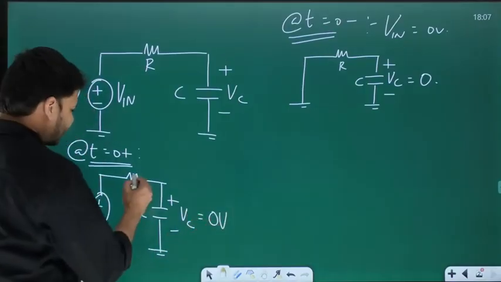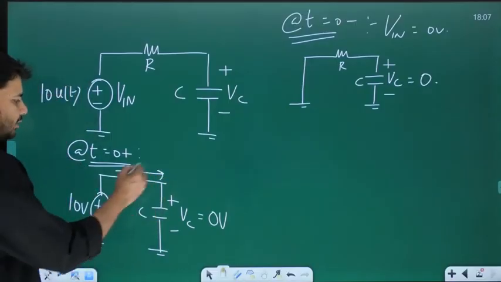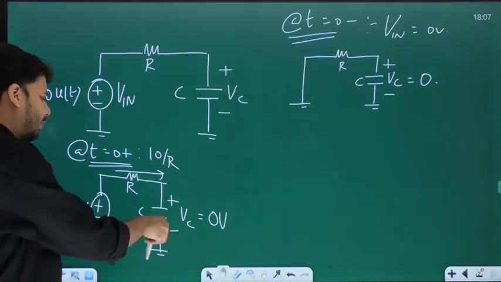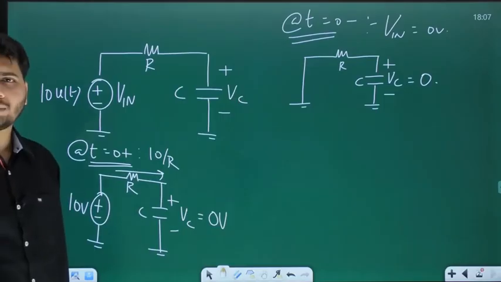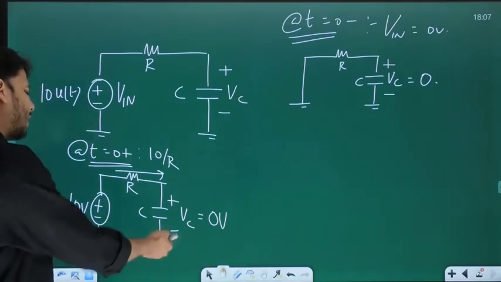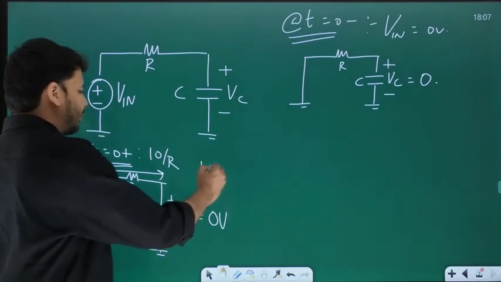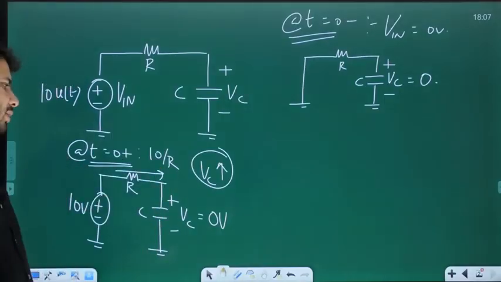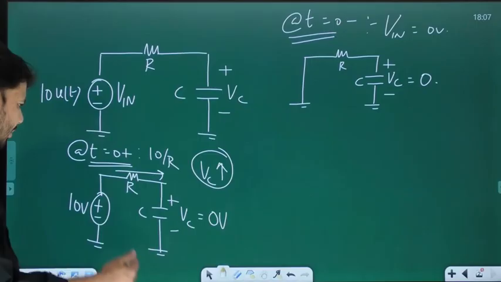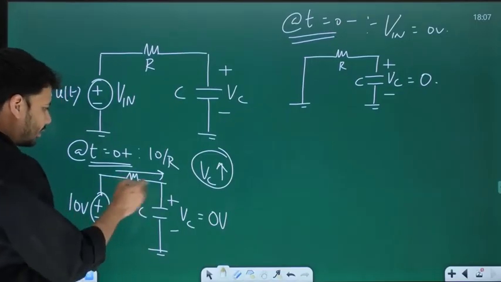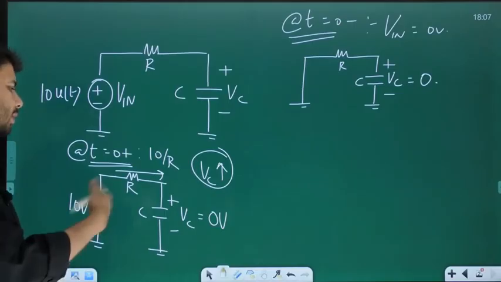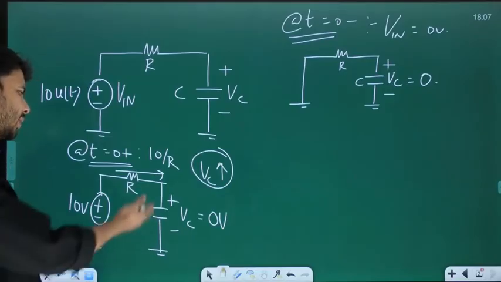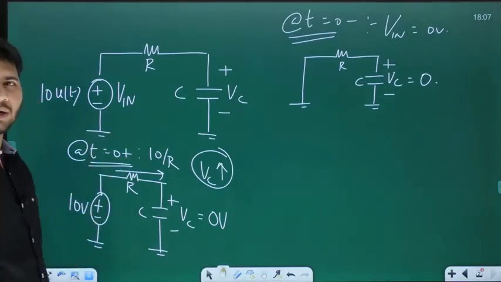So what is the current flowing through R? Is it not 10 minus 0 by R, which is 10 by R? And this 10 by R will flow through the capacitor, and that will start charging the capacitor. And when the capacitor starts getting charged, Vc will definitely start increasing, because current is flowing from plus to minus. But then, as Vc increases, the current through R will decrease. So the rate at which the capacitor gets charged keeps on decreasing. Initially the rate at which it gets charged is 10 by RC. Then it keeps on decreasing.